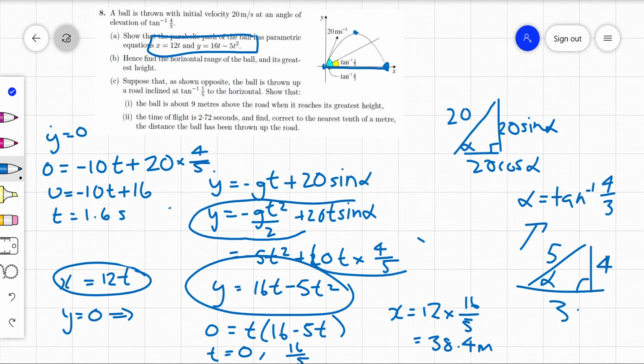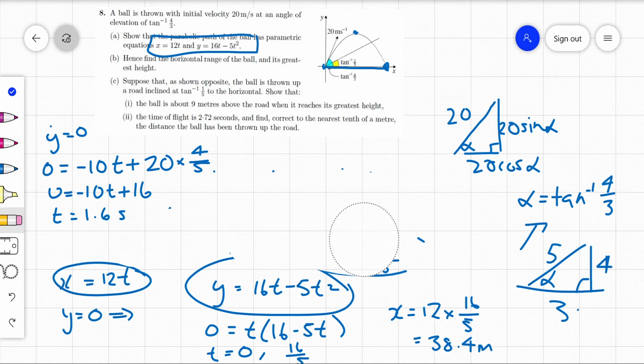So what is that greatest height? Well, we need to then put it in the y equation, which is that one there.